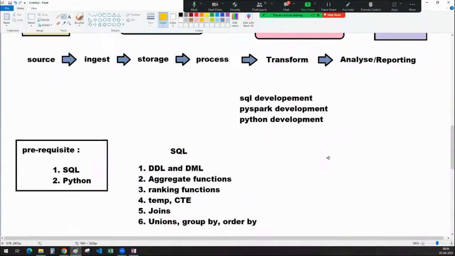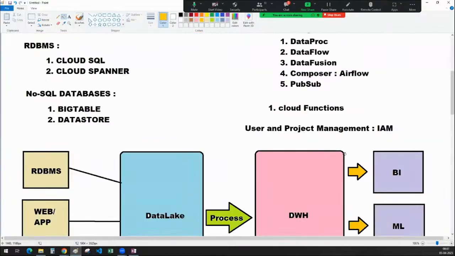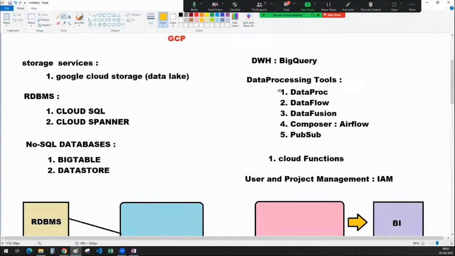Once I have completed this course, what are the roles I am eligible for? If you ask me, you can go for data engineering roles: Google Cloud Platform engineer, GCP data engineer, as well as big data developer and PySpark development. We are not working in only one area, guys. Each and every tool itself is one project. So Dataproc, Dataflow, Data Fusion, Composer, these are all roles in themselves.